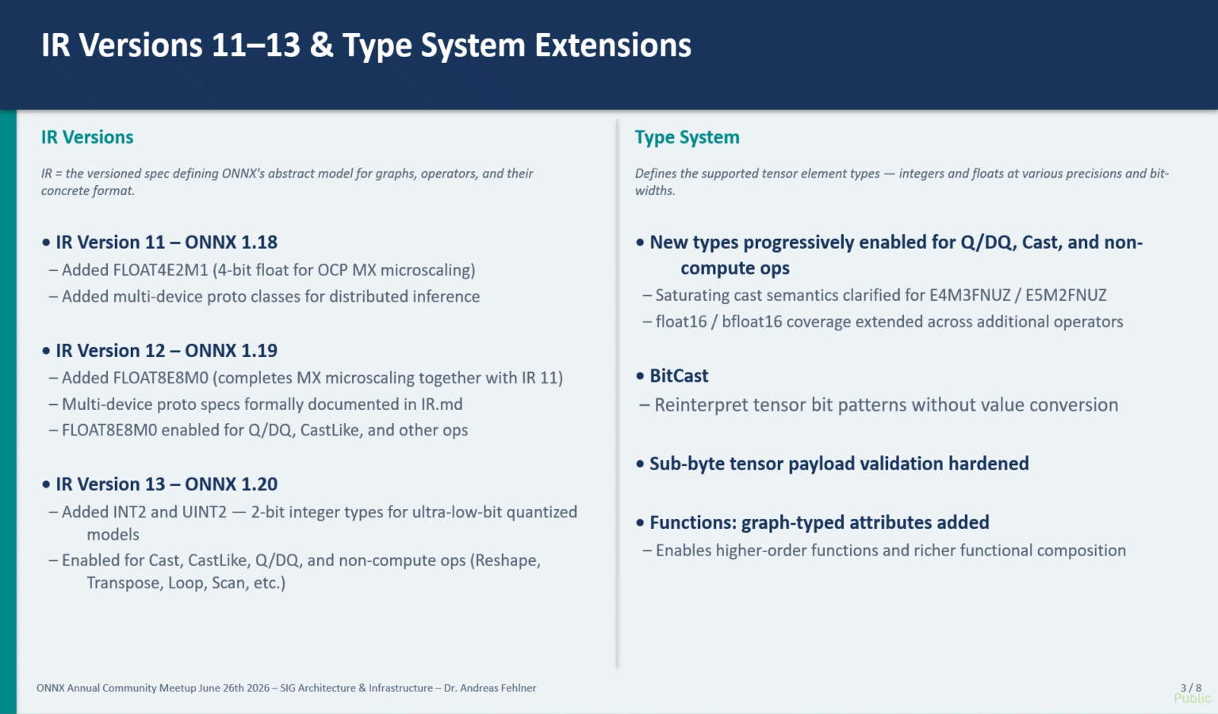Over the past year, we shipped 3 new IR versions. The main theme running through all of them is support for lower and lower bit width data types. These are becoming essential for running models efficiently on modern hardware. You can see the specifics on the slide. On the right side, we also did some broader work on the type system. For example, we added a new bitcast operator, and we now support graph-typed attributes in functions.